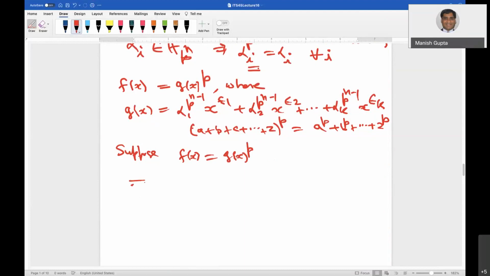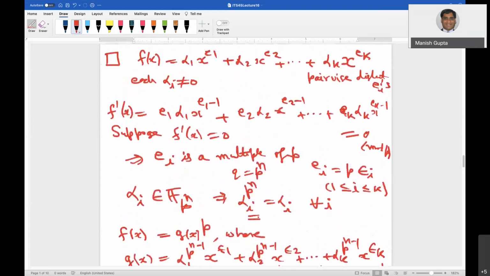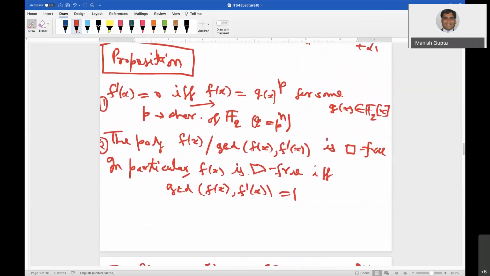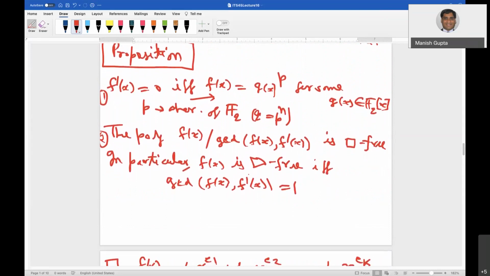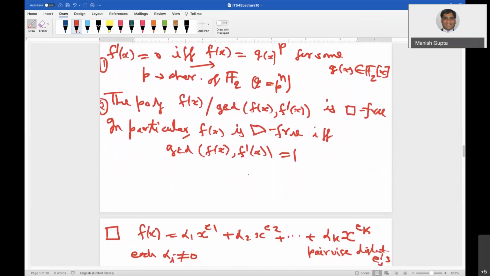Now this implies that f dash of x will be p times g(x) raised to power p minus 1 times g dash of x, yes. Right. Now this modulo p will be 0. So this portion is clear. If f(x) is of this form, then the derivative is 0. If the derivative is 0, I have shown that f(x) can be written in this form. So the first portion of the proof is done: the derivative of f is 0 if and only if f(x) is g(x) raised to power p. Second and third, I would like to show.